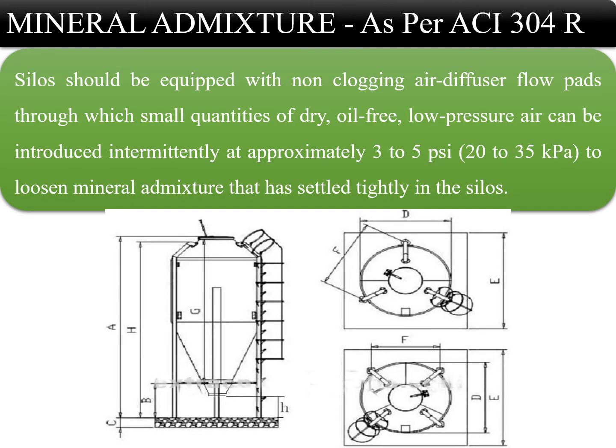Silos should be equipped with non-clogging air diffuser flow pads through which small quantities of dry, oil-free, low-pressure air can be introduced intermittently at approximately 3 to 5 psi or 20 to 35 kPa to loosen the mineral admixtures that have settled tightly in the silos.